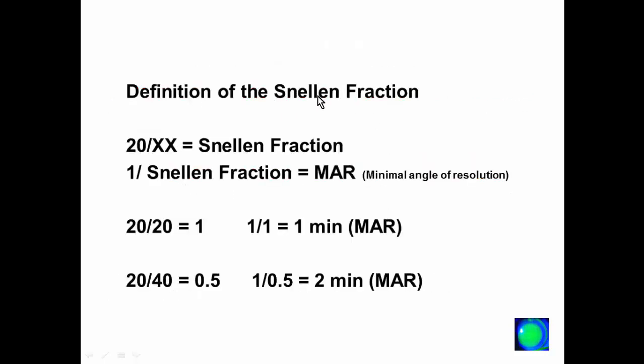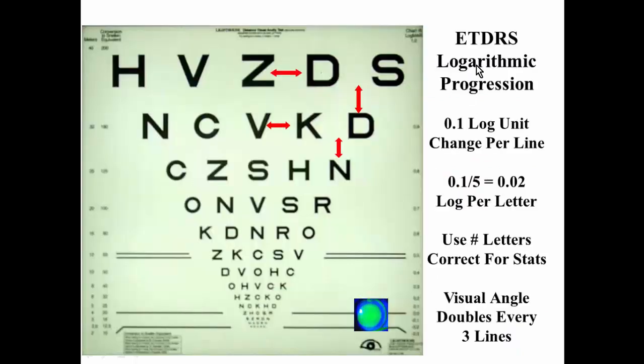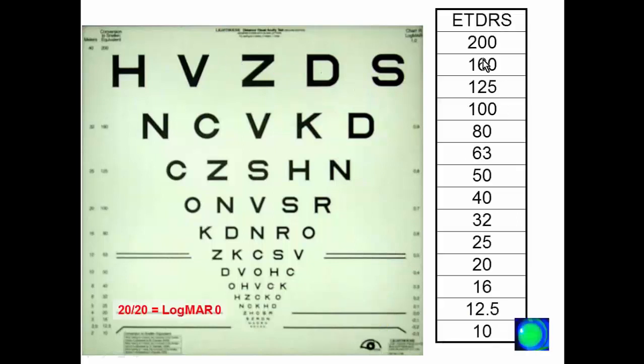Here's the definition of the Snellen fraction and the term minimum angle of resolution, or MAR. And the ETDRS chart is a log-MAR chart. It's the logarithm of the minimum angle of resolution. Here's what it looks like. Here's the Snellen equivalence. You may want to remember that the 20/20 line has a log-MAR of 0.